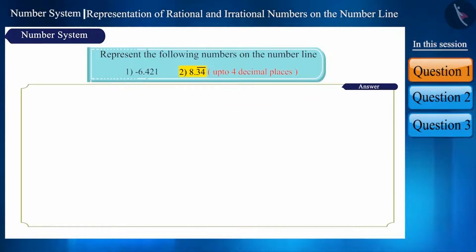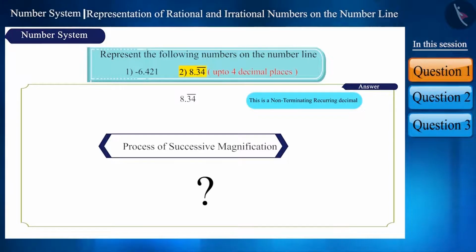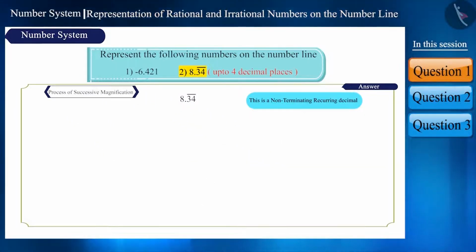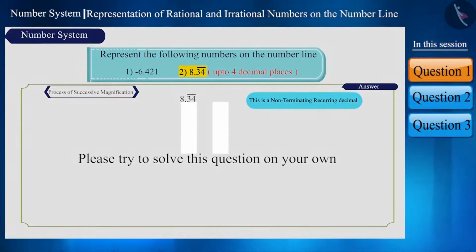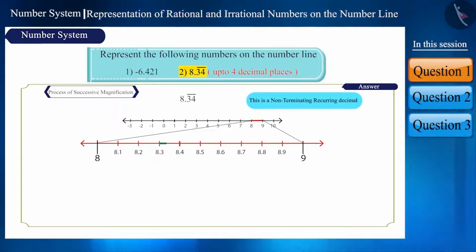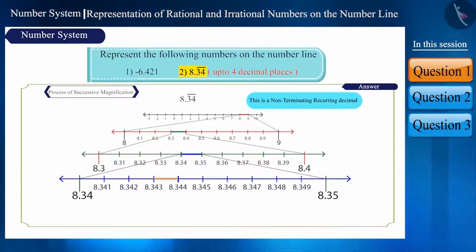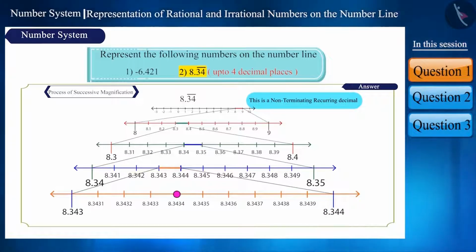Friends, the second number is 8.34 bar. And according to the question, we have to represent it up to 4 decimals on the number line. This is a non-terminating recurring decimal. Will we be using the same process of successive magnification here? Yes. Please try to solve this question on your own. This number will lie between 8.3434 and 8.3435 on the number line.